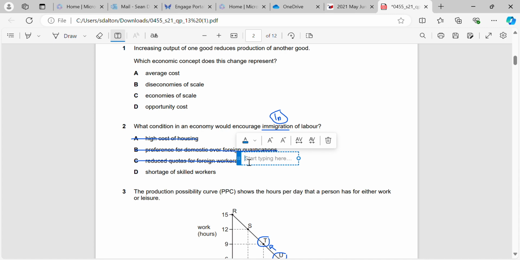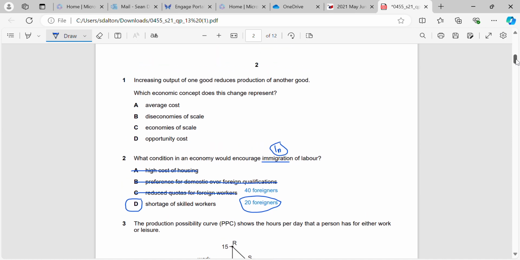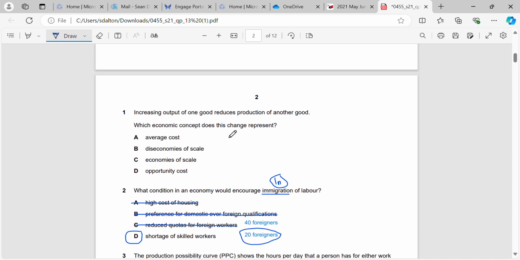Remember, reducing a quota means, for example, we used to let 40 foreigners come into the country to work, right? We reduce a quota, we're now only letting 20 foreigners into the country to work. So when we reduce a quota, we're actually letting fewer people in than we were before. But if we have a shortage of skilled workers, that would encourage people to move into the country to bring their skills so that they can get jobs in that economy. And this has been a very quick one.